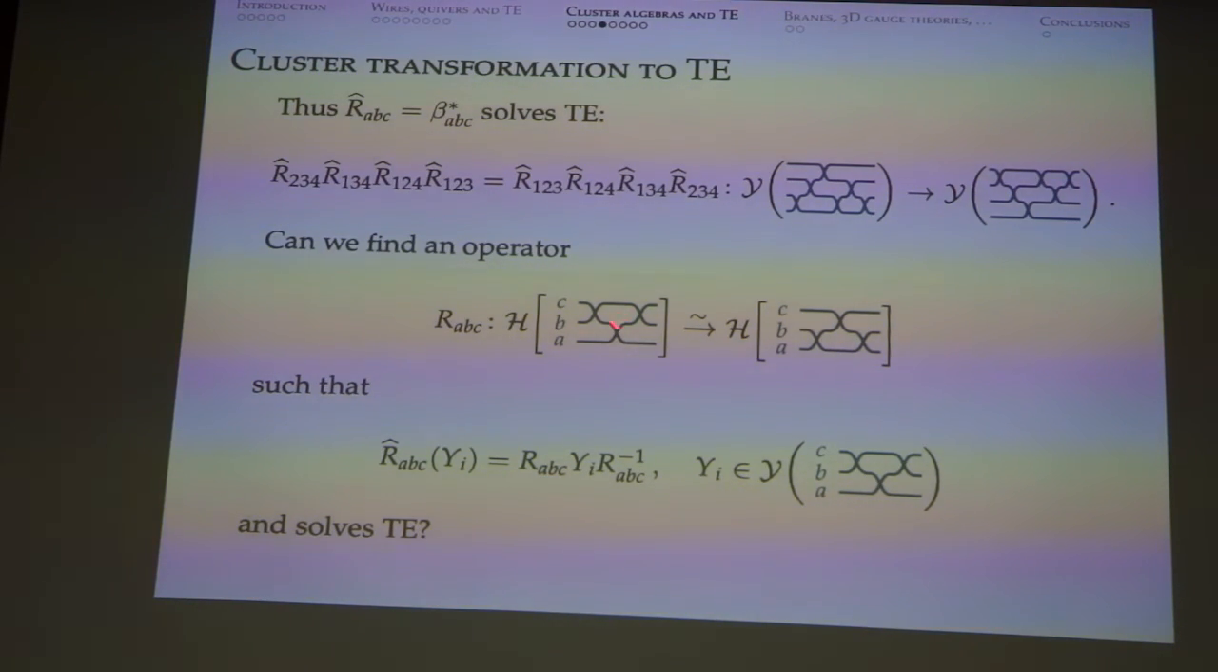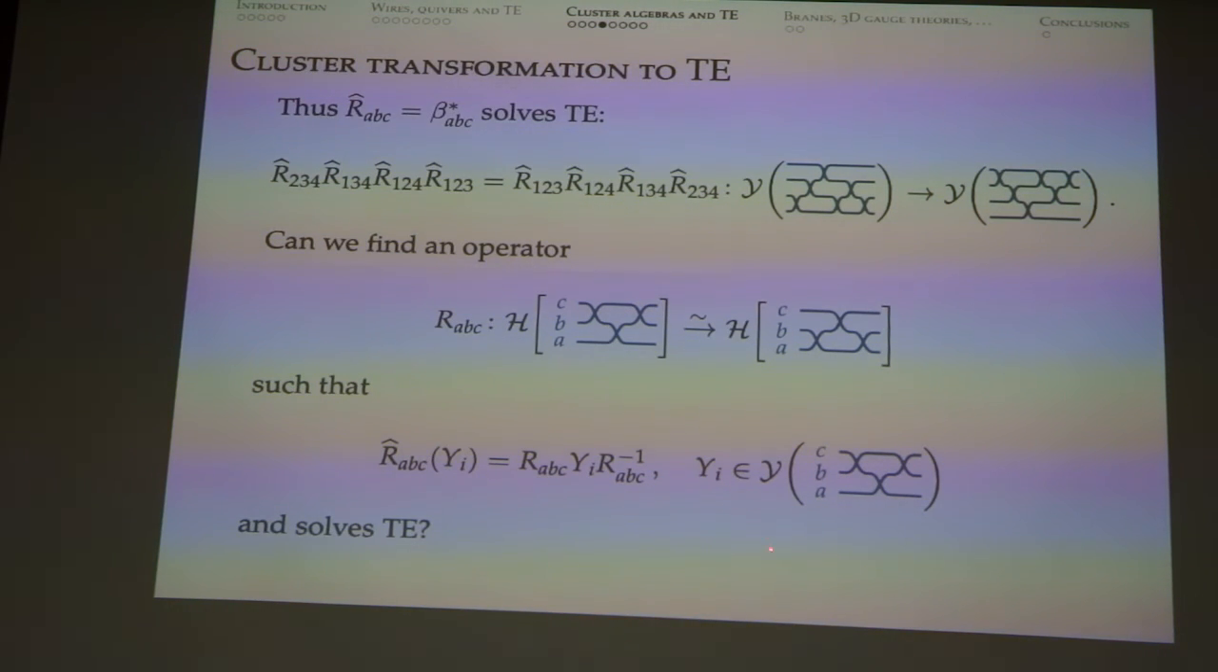So what does it mean? So what I want to do now is that I would like to consider those Y variables, quantum Y variables, as operators acting on these Hilbert spaces. Okay? And these R hats are some unitary operators which implement this kind of isomorphism. Namely, I want R hat acting on Yi and want to express this as a conjugation action by some operator R.